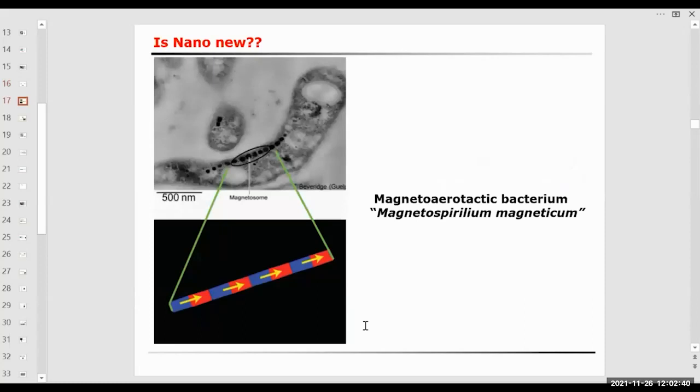If we see this example, here is a bacterium called magnetotactic bacterium, which has been living on this planet for 2 billion years altogether, from the moment life started on this planet.